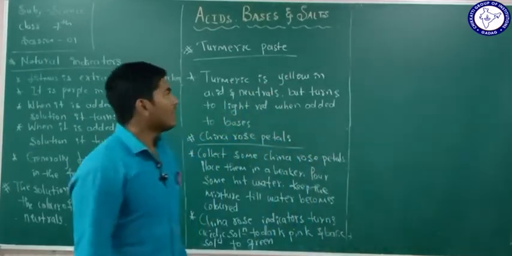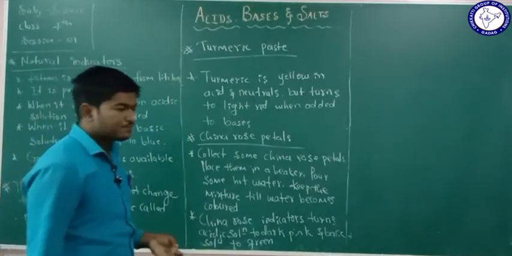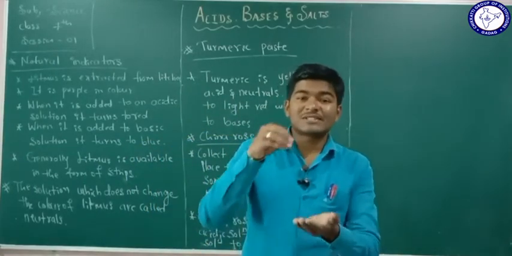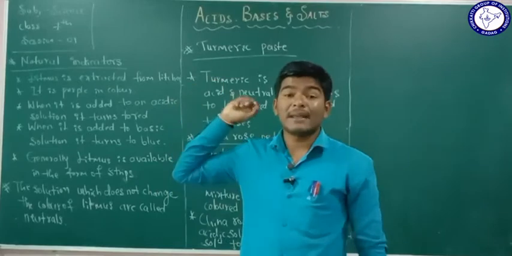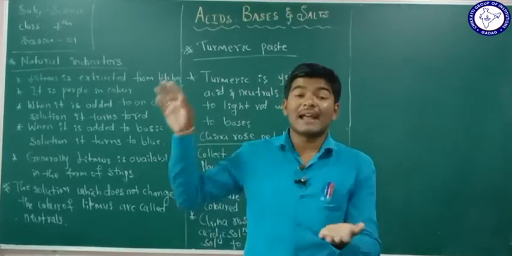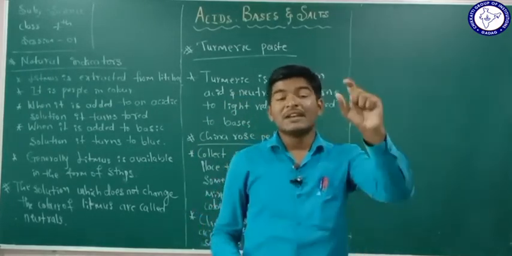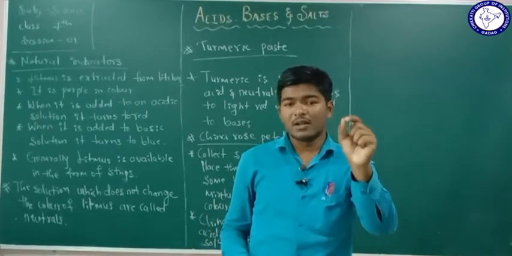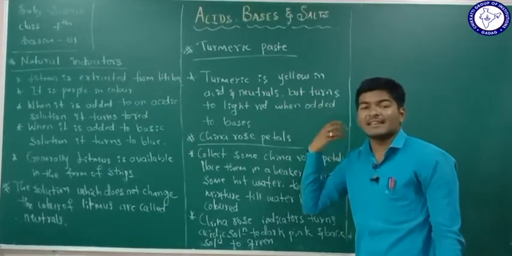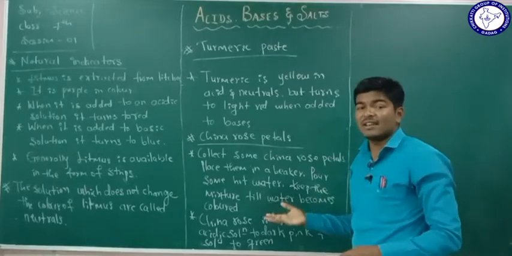Now I consider another natural indicator, that is the turmeric paste. Take some turmeric powder and put some water on it to make the turmeric paste, and apply that turmeric paste on blotting paper or filter paper for some time. After that you remove the turmeric paste, so you get a yellowish paper. Using that yellowish blotting paper or filter paper, we can easily check whether the given substance is acidic or basic in nature.